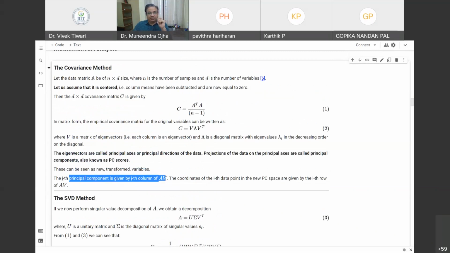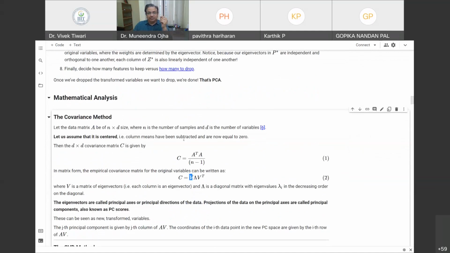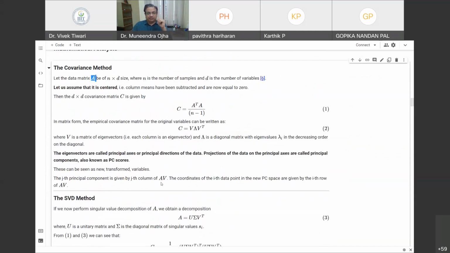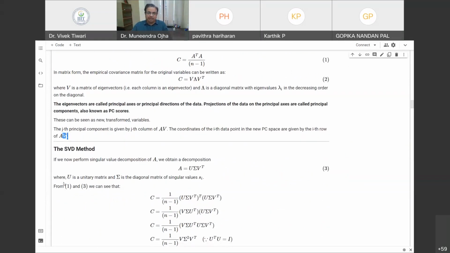Okay, so you have A, and that is multiplied by V. V is again the P star. You see the P star over here. So A is centered and standardized. Yeah, let's assume it is centered. So A is somewhat like Z, and V is somewhat like P star. So the jth principal component is given by the jth column of AV. The coordinates of the ith data point in the new PC space are given by the ith row of AV. So the number of rows will remain the same, but the number of columns will change.